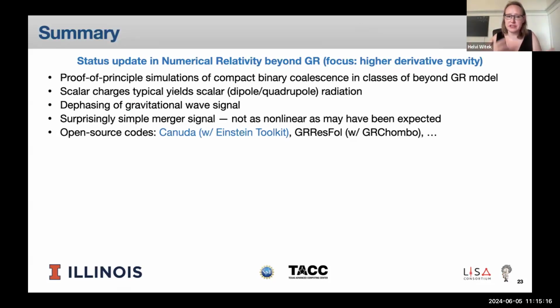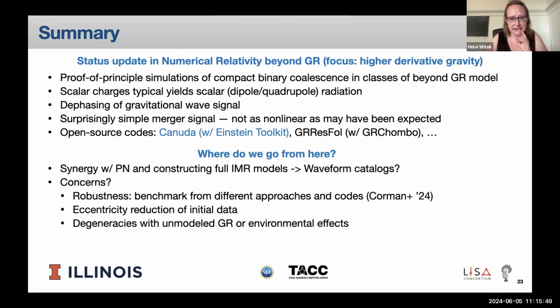Okay, so with that, let me not go over this and just give you a summary. I've shown you quite a few examples of proof of principle simulations for compact binaries in a class of extensions of general relativity that typically give extra scalar radiation and therefore lead to dephasing in the gravitational wave signal. If you're interested in doing some of those simulations, there are several open source codes. Canuda is the one that is compatible with the Einstein Toolkit, done by our group. And there's also the GeoJumbo version thereof. And I think I will leave you with that so that you actually have time to ask questions. And thank you for your attention.